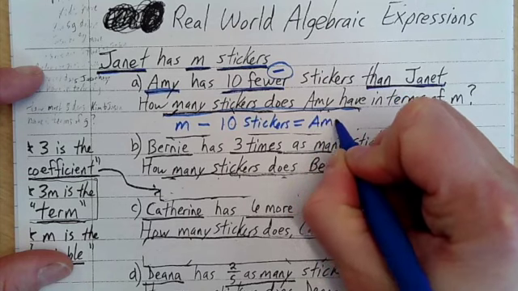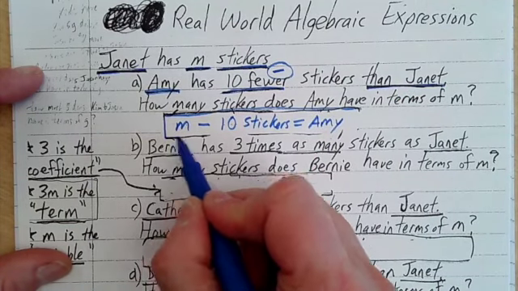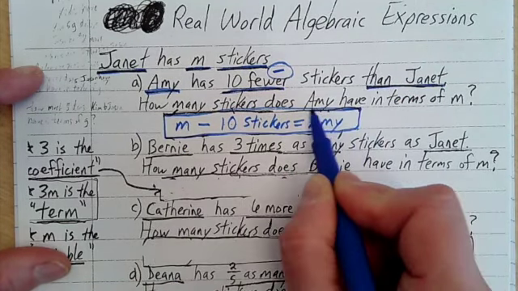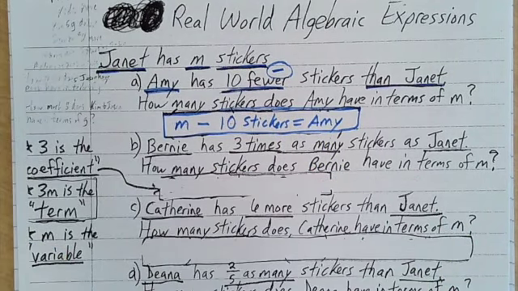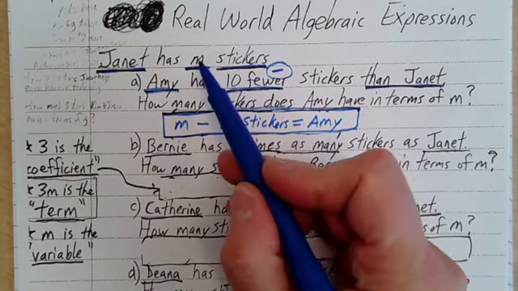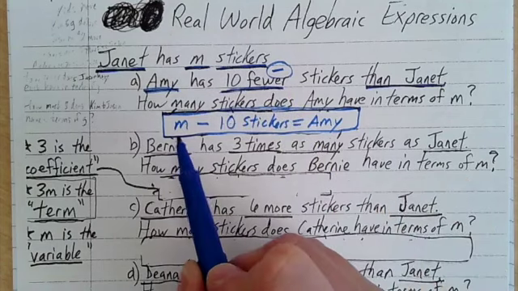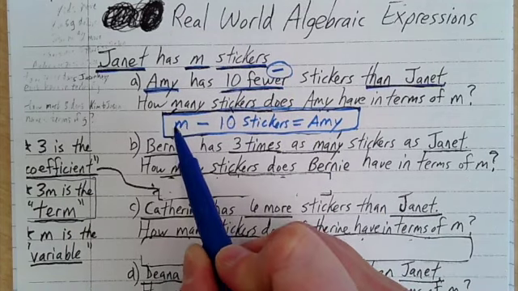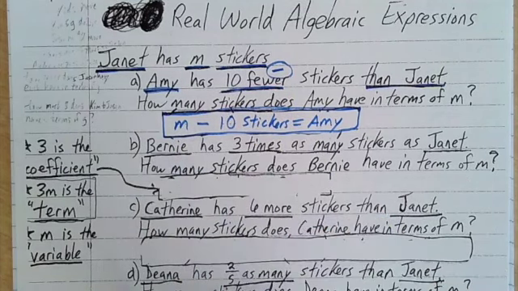So I'll say equals Amy. And this bothers kids because they don't know what M stands for, but you don't need to know. We know that Janet has M, and Amy has 10 fewer. So she's going to have less than Janet. So what Janet has, you'd have to subtract 10 to figure out what Amy has.